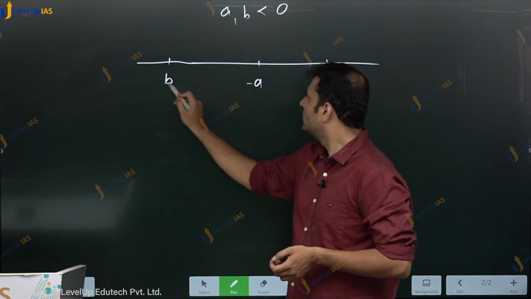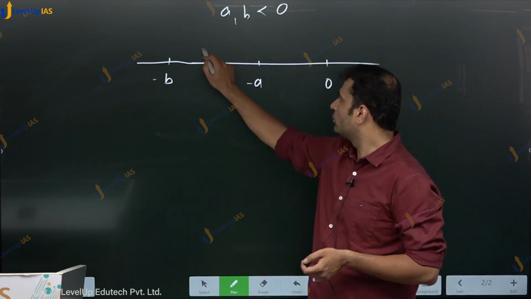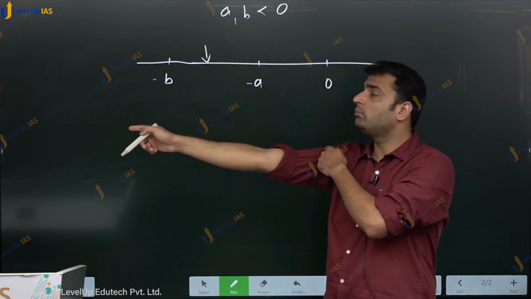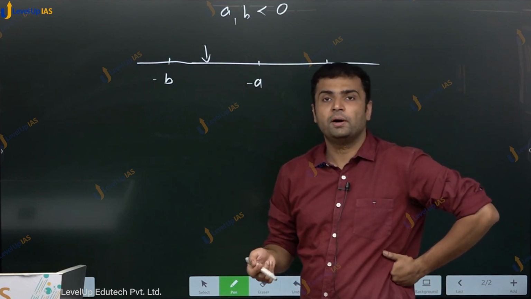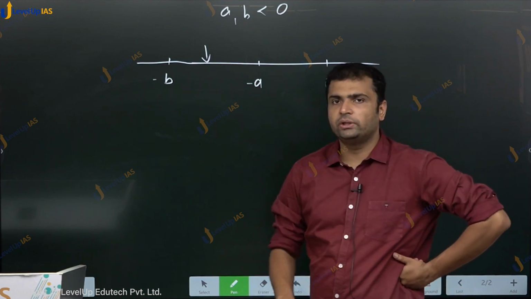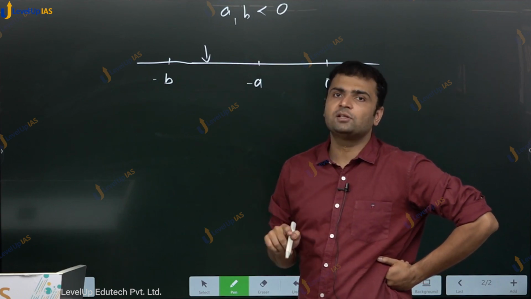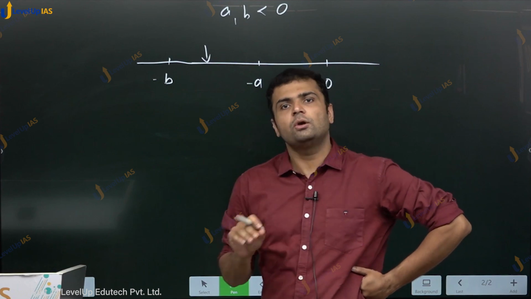So because these are negative numbers, I am also writing negative signs. So what about numbers that lie between these, minus a and minus b? What will happen on their squares? When we square minus a, we know that minus a squared is a square, and minus b squared is b square, positive b square, because squares are always positive.